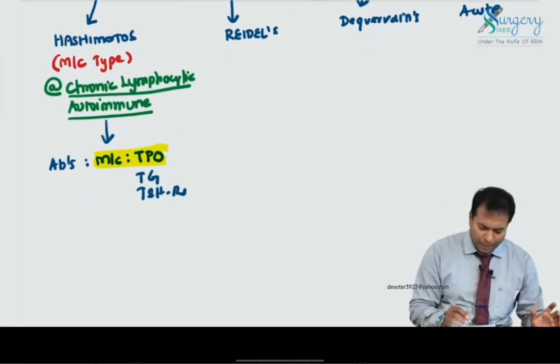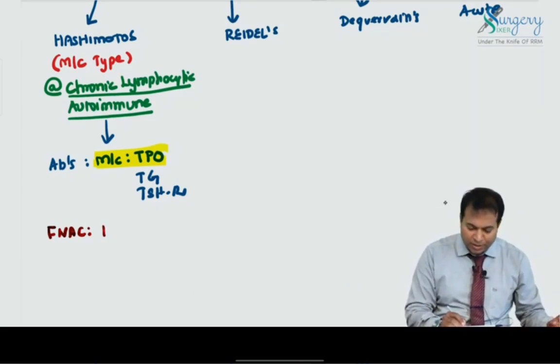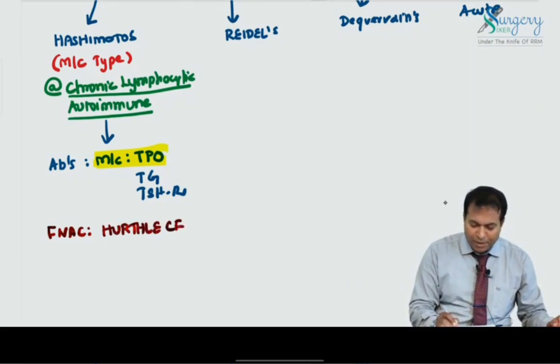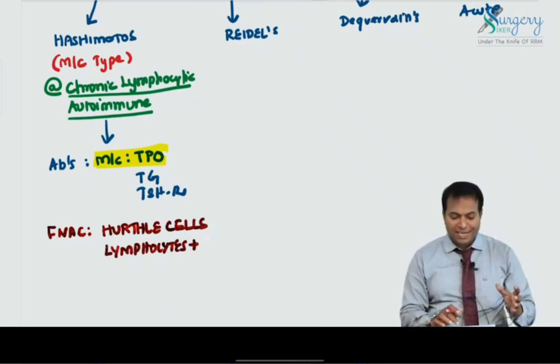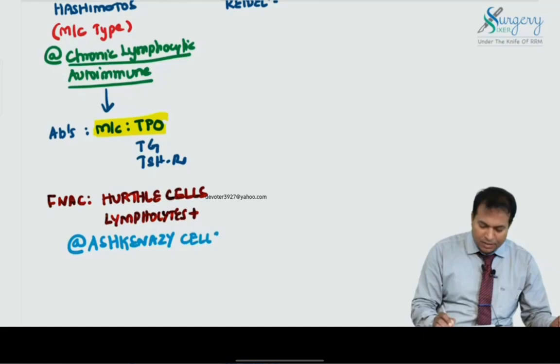Thyroid peroxidase antibody. FNAC of Hashimoto's thyroiditis shows what cells? When you do FNAC, what cells will be seen? Recent NEET PG 2020 question: Hurthle cells. Will show you the image. Hurthle cells are seen and plenty of lymphocytes are seen. What is the other name of Hurthle cells? Also known as Askanazy cells.